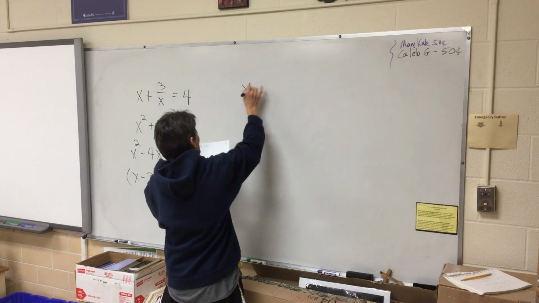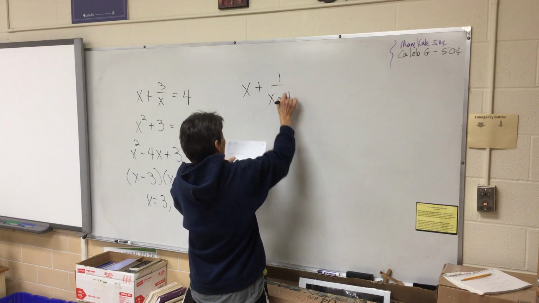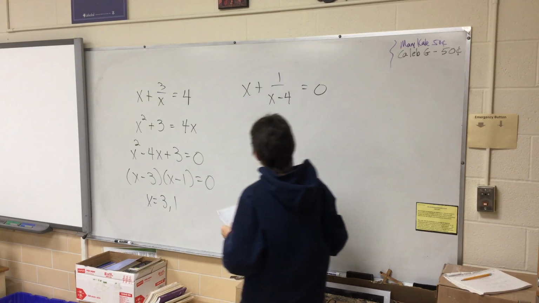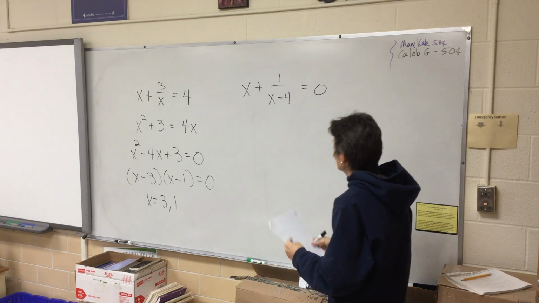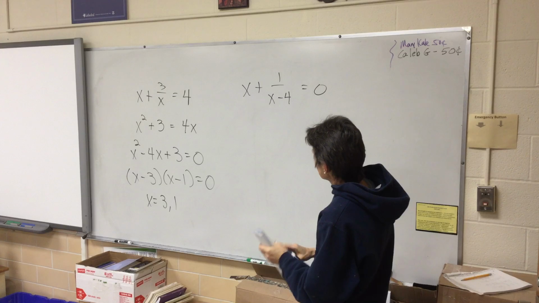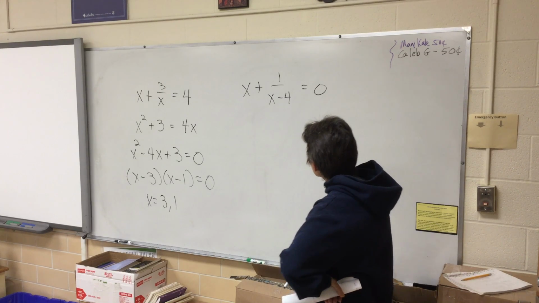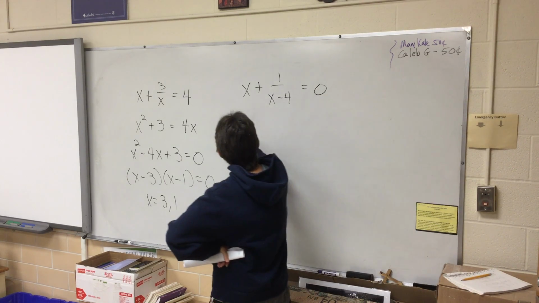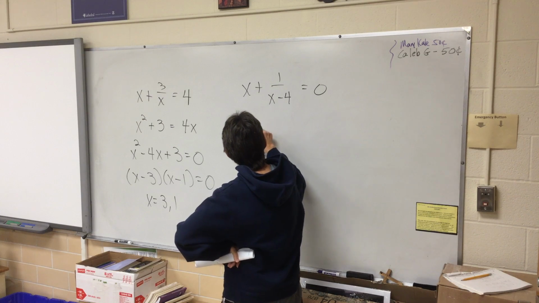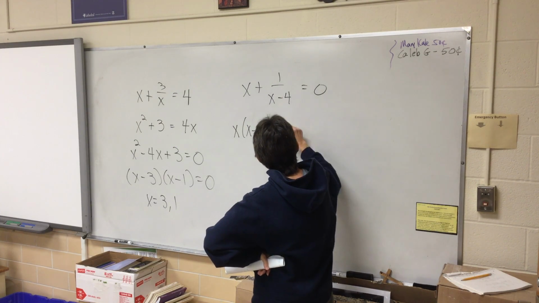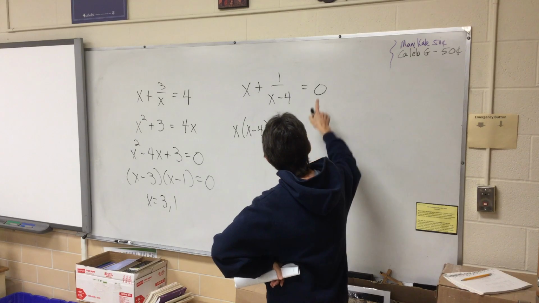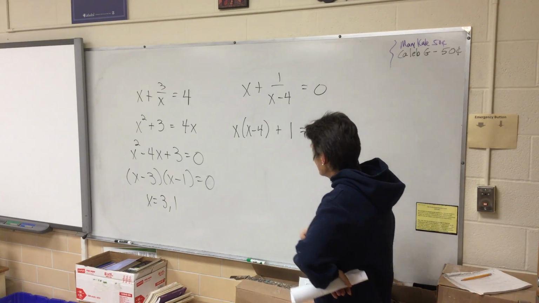How about this next one? What's going to be your strategy here? It's the same kind of problem. What do you think we might want to do? Multiply everything by x minus 4. Exactly. So when I multiply this by x minus 4, and this by x minus 4, and that by x minus 4, that's what I'm left with?